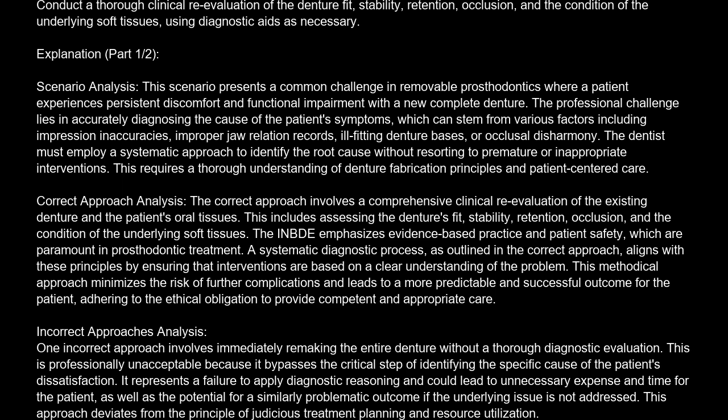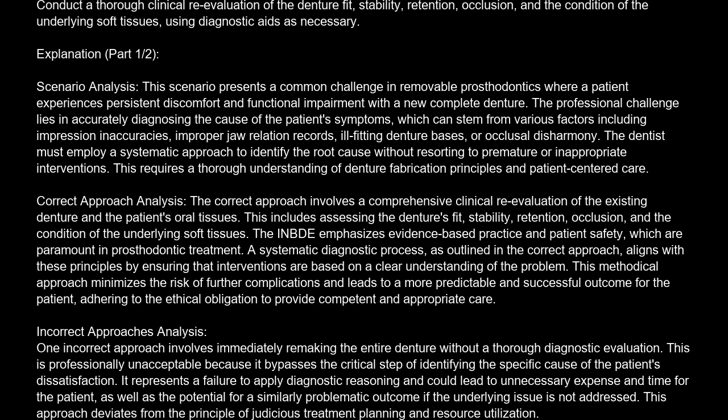A systematic diagnostic process, as outlined in the correct approach, aligns with these principles by ensuring that interventions are based on a clear understanding of the problem. This methodical approach minimizes the risk of further complications and leads to a more predictable and successful outcome for the patient, adhering to the ethical obligation to provide competent and appropriate care.